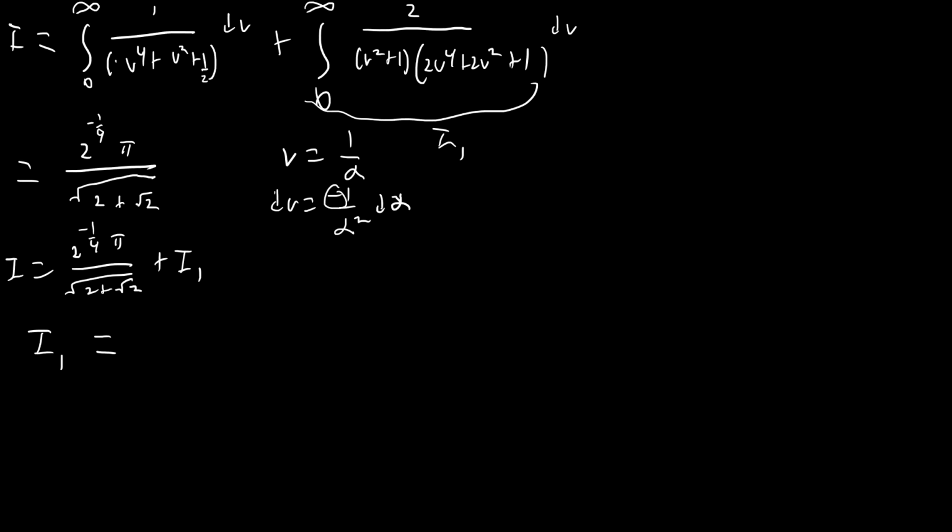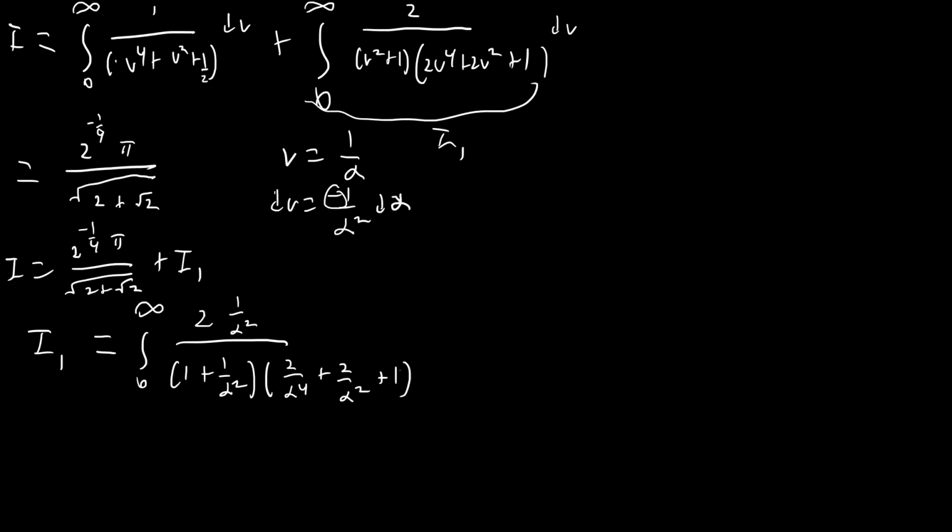So we'll have the integral from 0 to infinity of 2 times 1 over alpha squared over 1 plus 1 over alpha squared times 2 over alpha to the 4th plus 2 over alpha squared plus 1. Now let's go ahead and multiply this alpha squared in right there. So we're going to just get alpha squared plus 1 on the bottom here. And if we multiply by alpha to the 4th on the top and bottom, we're going to get just an alpha to the 4th up here. And here we're just going to get, again, alpha to the 4th plus 2 alpha squared plus 2. So we kind of flipped everything around there.